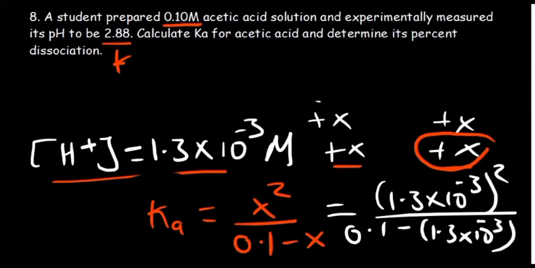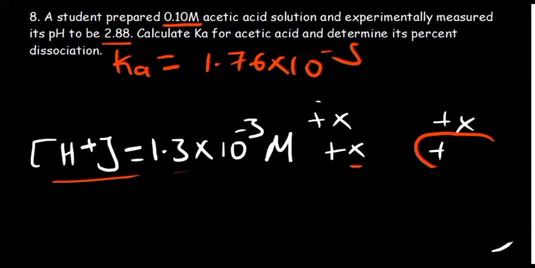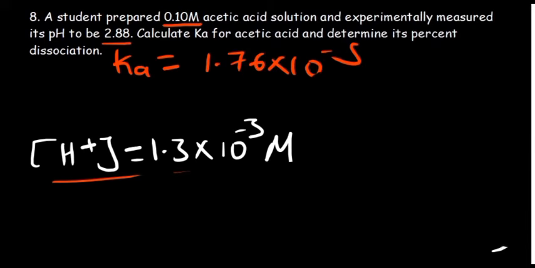So our Ka is going to be equal to that squared divided by 0.1 minus 1.3 by 10. Okay, so what I'm getting is basically my Ka to be 1.76 times 10 to the power negative 5. So we have found our value of Ka. The other part of the question is asking us to find the percent dissociation, how much of it is dissociated.